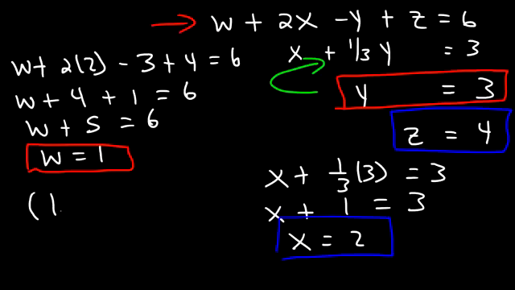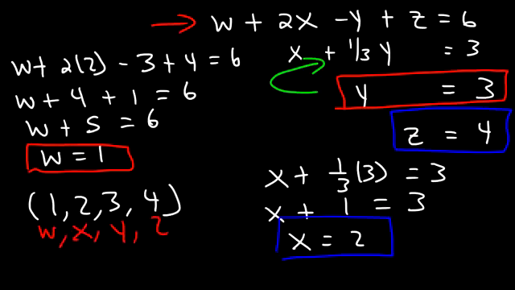So we can write the answer as 1, 2, 3, 4 in the form of w, x, y, z. So now you know how to solve a system of equations with 4 variables using the Gaussian elimination and reducing it to the standard row echelon form. Not the reduced row echelon form, just the regular row echelon form.